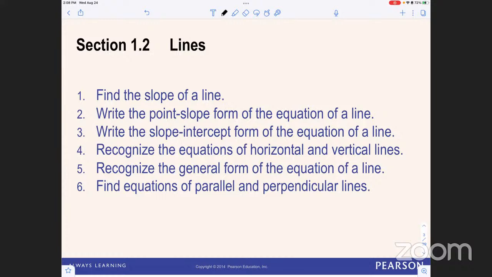All right. And I got a question as well. Go ahead. Will the exams have formula sheets on them for us to use, or are we supposed to?